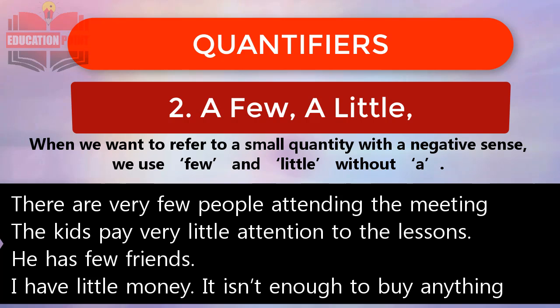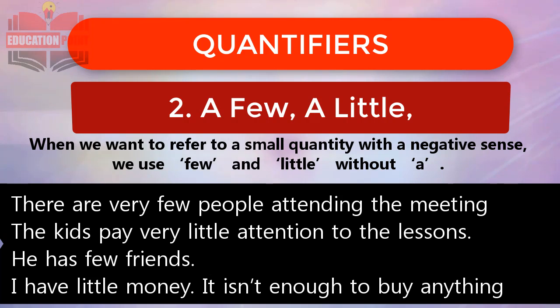There are very few people attending the meeting, which means that the number of people is quite less for this meeting. But here, if you put an a, saying that there are a few people attending the meeting, here we are not actually talking about the negative sense, saying that बहुत कम लोग हैं meeting में. We are instead saying that meeting में इतने लोग हैं, right? So there are a few people in the meeting, which goes with a positive sense. The second example is the kids pay very little attention to the lessons, which means बच्चे बहुत कम ध्यान देते हैं.